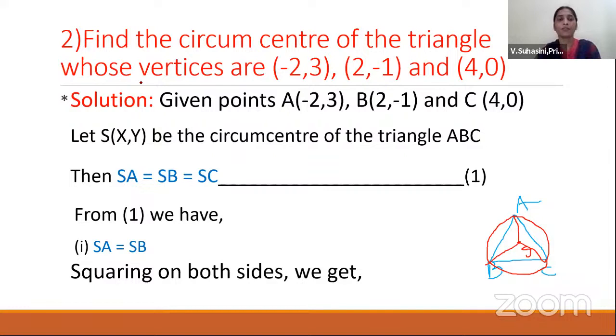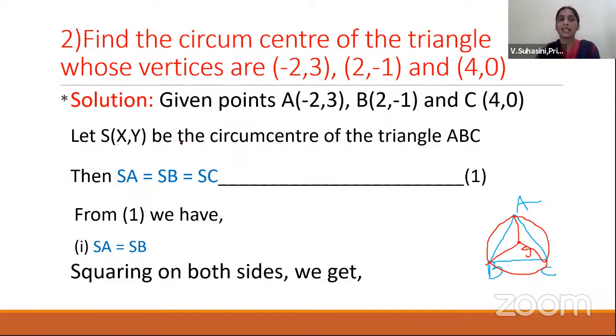Find the circumcenter of the triangle whose vertices are (-2, 3), (2, -1), and (4, 0). Solution. First, let us write the given points, children. Name the given points: capital A (-2, 3), B (2, -1), and C (4, 0). Is this clear? And what we need to find out is the circumcenter.